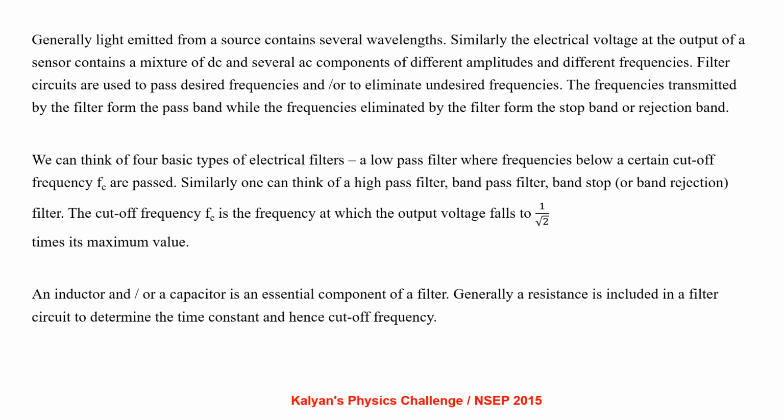Generally, light emitted from a source contains several wavelengths. Similarly, the electrical voltage at the output of a sensor contains a mixture of DC and several AC components of different amplitudes and different frequencies. Filter circuits are used to pass desired frequencies and or to eliminate undesired frequencies. The frequencies transmitted by the filter form the pass band, while the frequencies eliminated by the filter form the stop band or rejection band. We can think of four basic types of electrical filters.